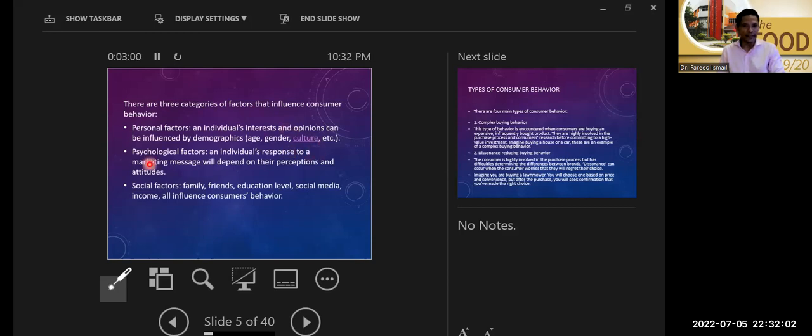Secondly, it can be affected by psychological factors. What does it mean? It means an individual's response to a marketing message depends on their perceptions and attitudes. What are perception and attitudes? We will look into that. And last but not least, the third category is social factors, such as the influence of family, friends, education level, social media, and whatnot. So these are the three general groupings or categories of factors affecting consumer behavior.